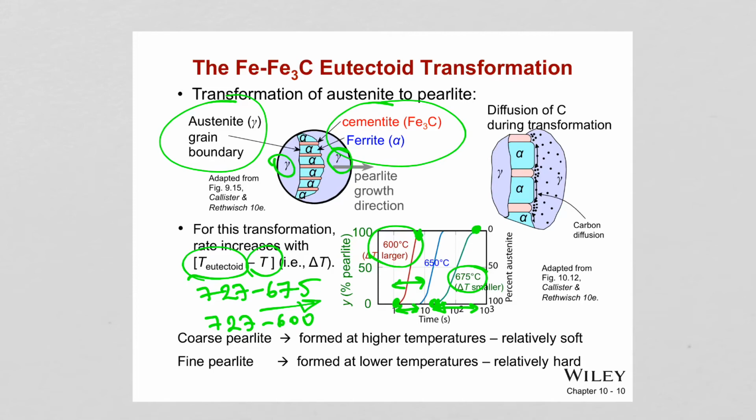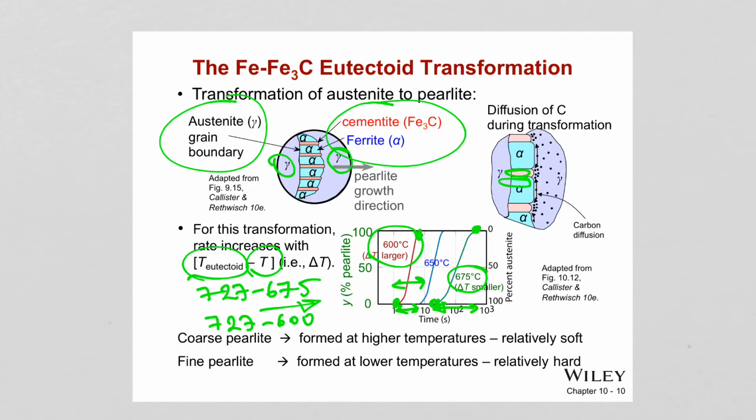When we say coarse, basically we are talking about the thickness of the layers of alpha ferrite and cementite. So if these layers are thick, we are saying the microstructure is coarse pearlite. If these layers are thin, then we are saying the lamellar structure is thin. These are thinner, right? Then we are saying this is a fine pearlite structure.